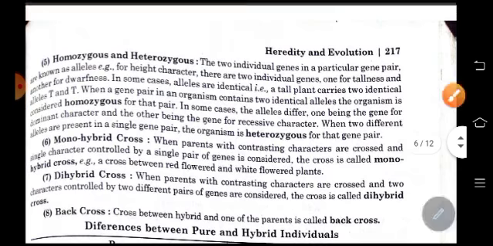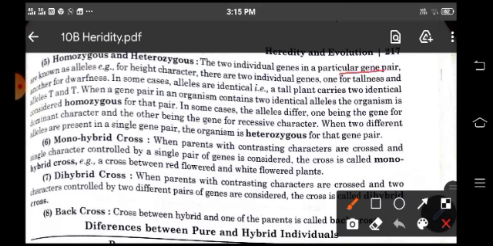Homozygous and heterozygous. The two individual genes in a particular gene pair are known as alleles. That is, for the height character, there are 2 individual genes, one for tallness and one for dwarfness. In some cases, alleles are identical. That is, a tall plant carries two identical alleles, capital T and capital T. When a gene pair in an organism contains two identical alleles, the organism is considered homozygous. When two different alleles are present in a single gene pair, the organism is heterozygous for that gene pair.